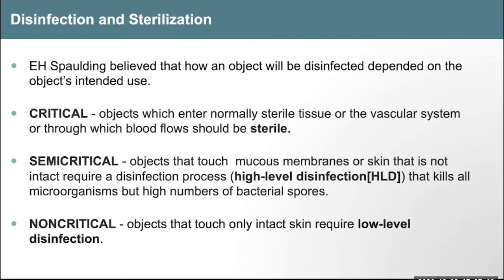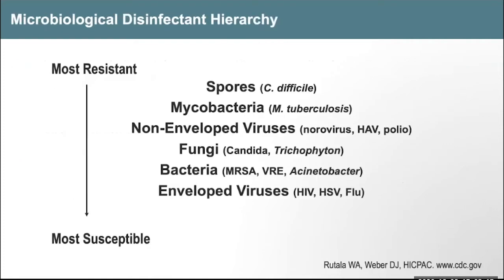This would be things, as we'll describe, like a heart valve or a surgical instrument. Semi-critical objects touch mucous membranes, that is mouth, nose, vagina, rectum, or skin that's not intact, and they require a high-level disinfection process that kills all microorganisms but may not eliminate high numbers of bacterial spores. And non-critical objects touch only intact skin, and they require low-level disinfection. Now, this scheme has been revised over the years to include such things as prions, but we're not going to go into that topic today. We can talk about that at another meeting.